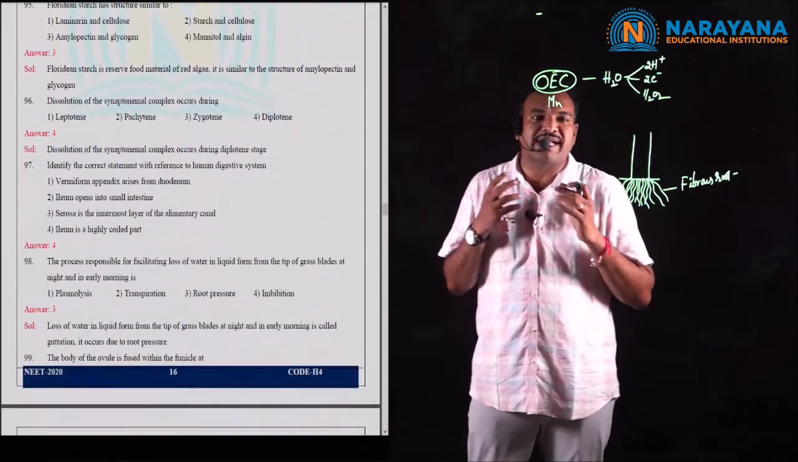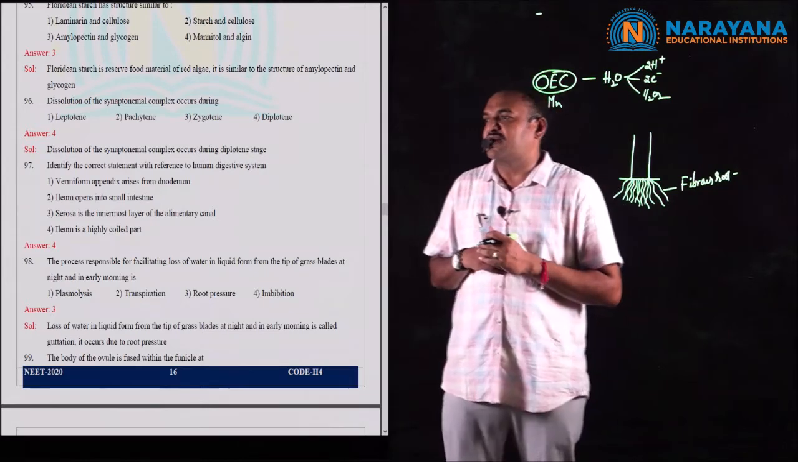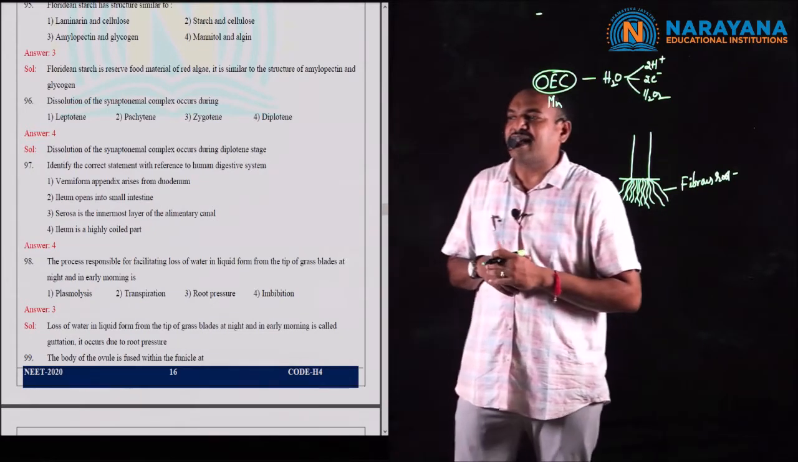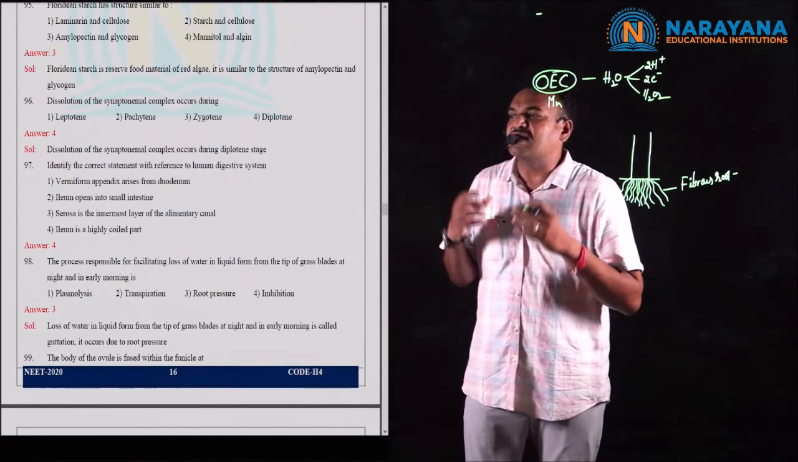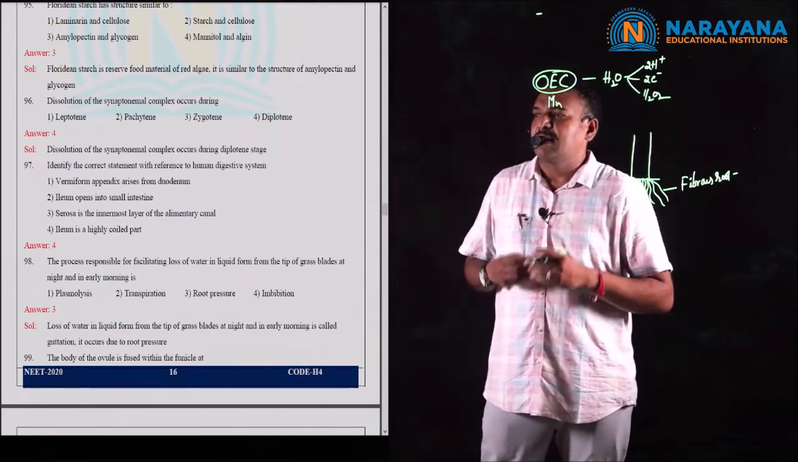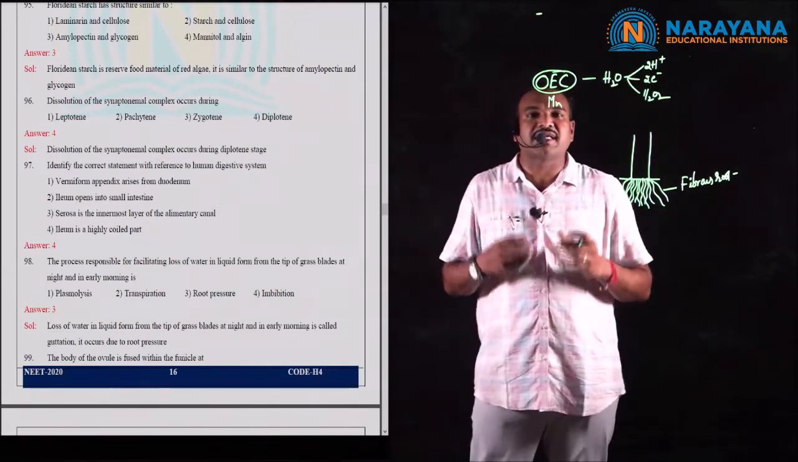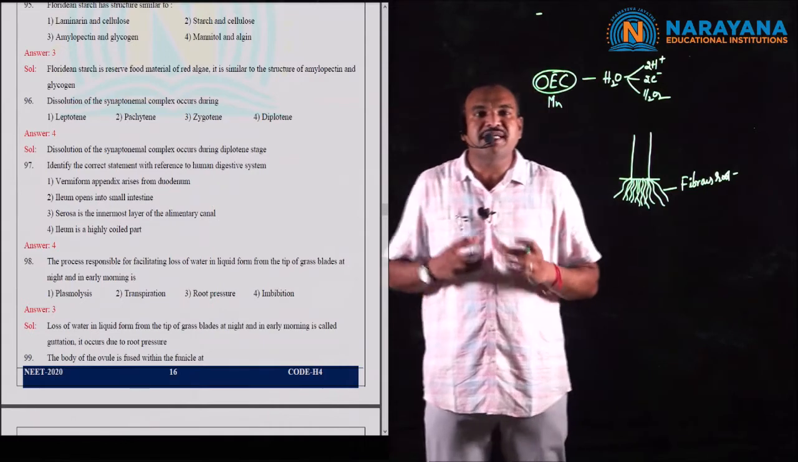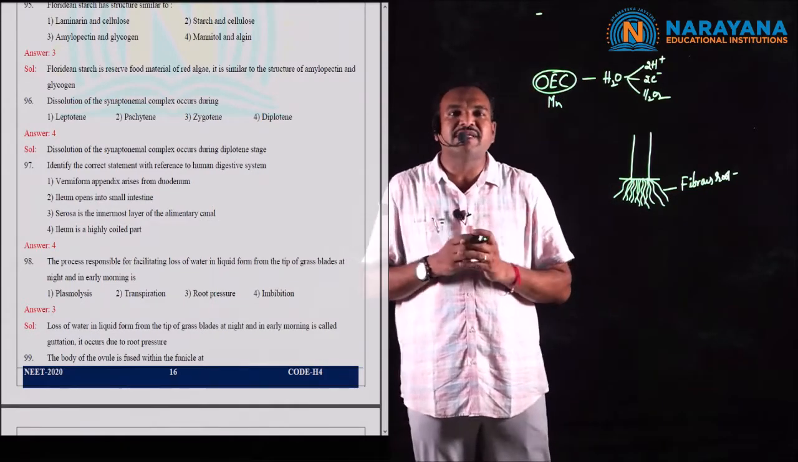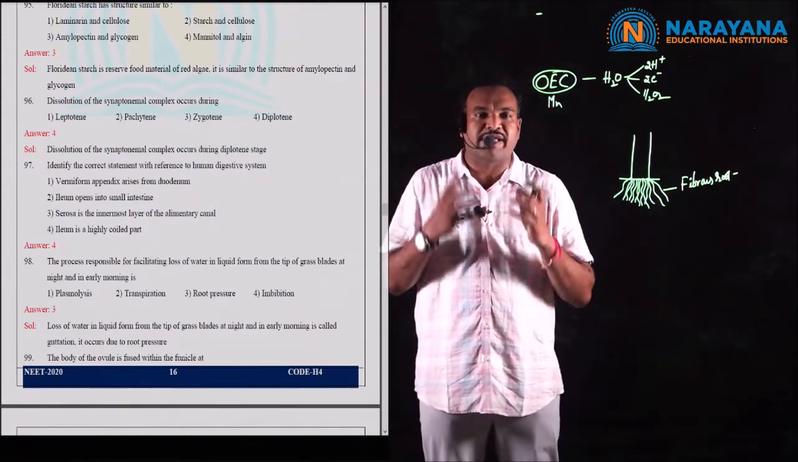And next, question number 96. Dissolution of the synaptonemal complexes occurs during: first option, leptotene; second option, pachytene; third option, zygotene; and fourth option, diplotene. In the case of leptotene, chromosomes are getting their visibility and movement is initiated. That stage we can call the bouquet stage.